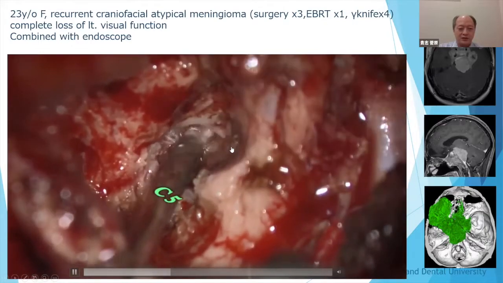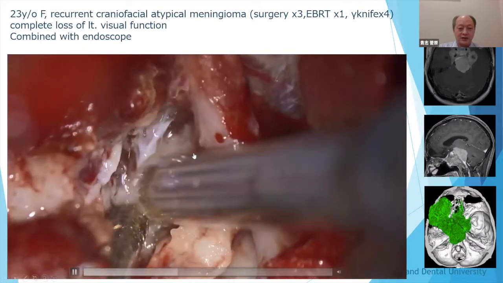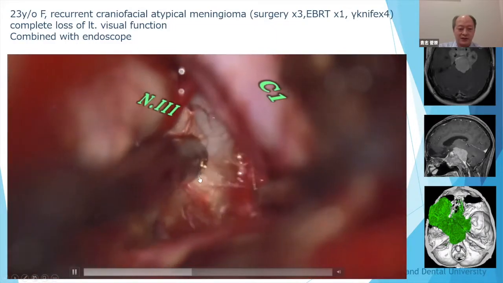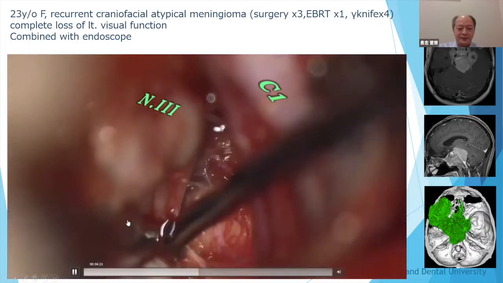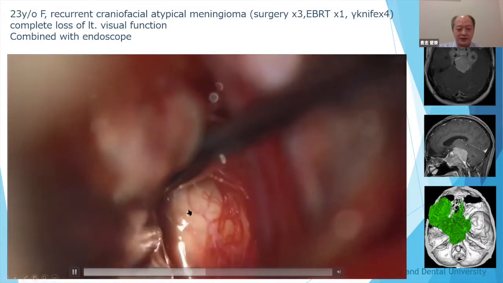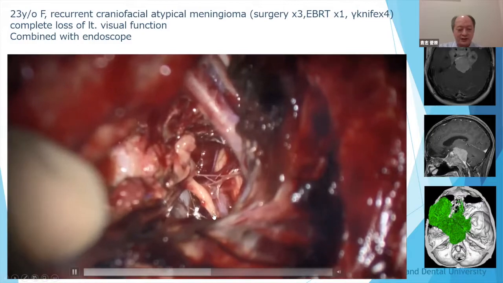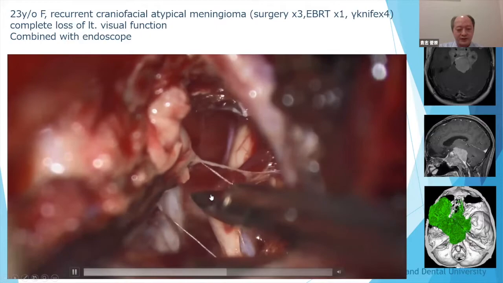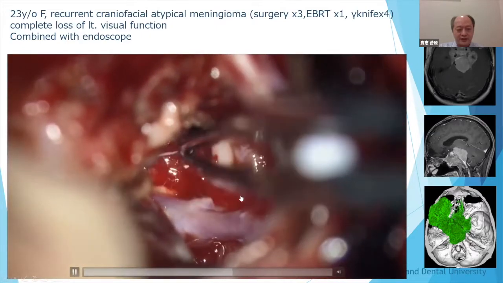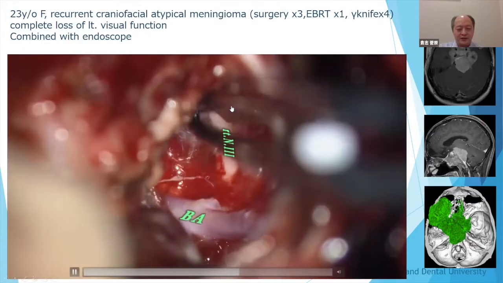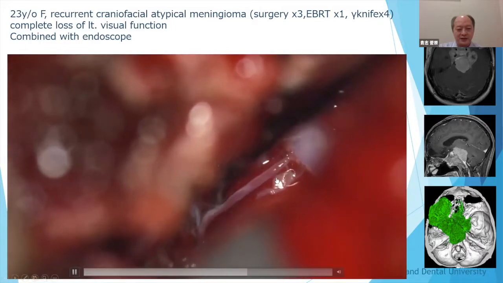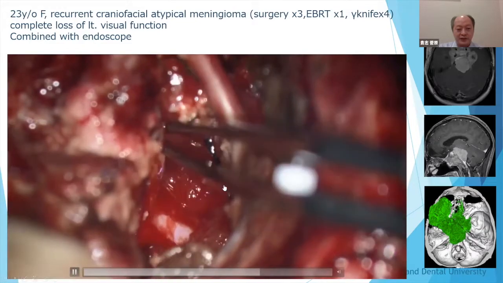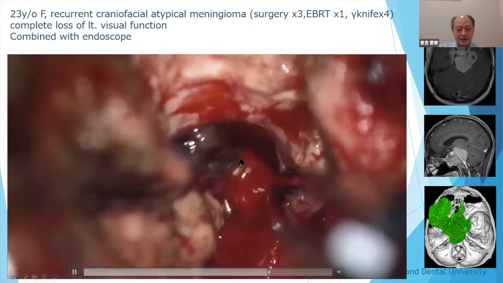The tumor is, as you can see, very tough, maybe because of the gamma knife or EBRT effect, and also found the oculomotor nerve here, and I sacrificed this nerve, and then we can get a wide space here, and also a very tiny perforator should be preserved in the tumor.